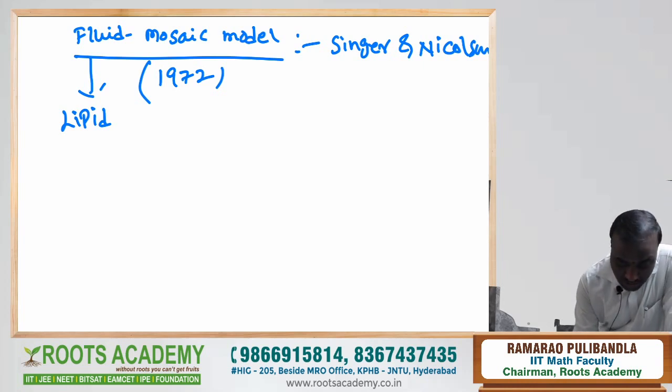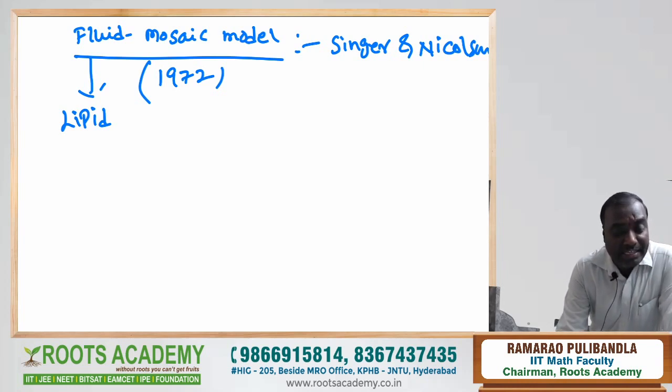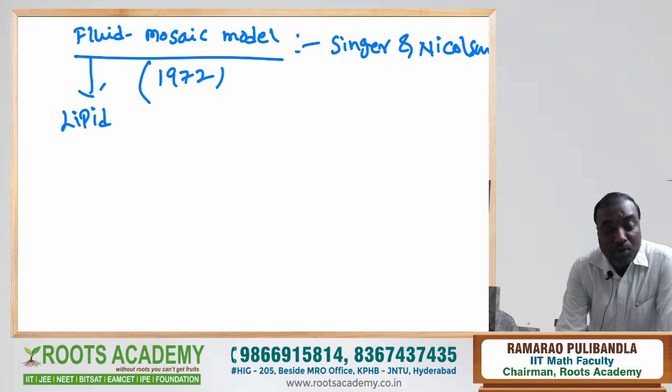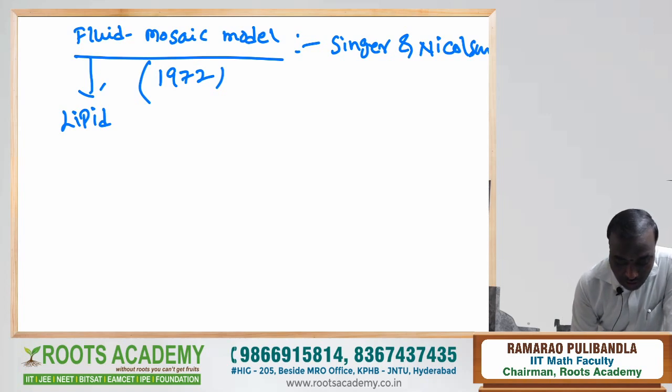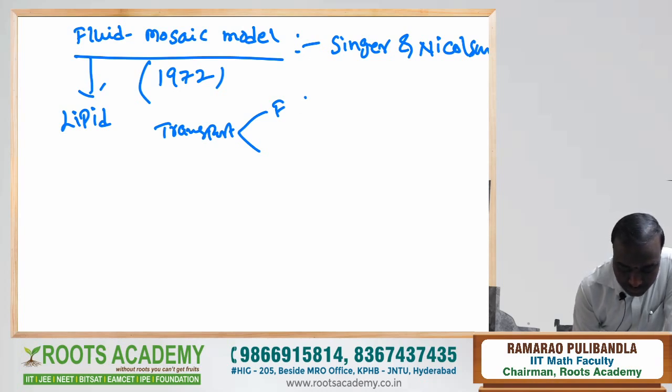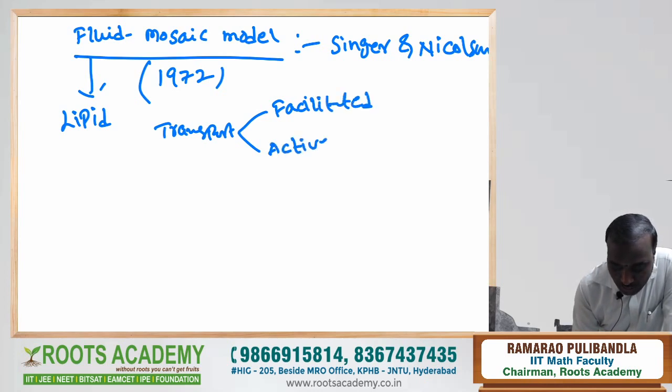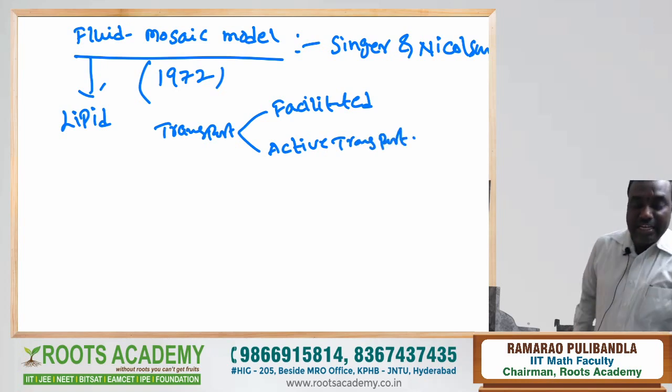Why? Because the plasma membrane contains carrier proteins. Two types of those carrier proteins are there, pumps and porins. The plasma membrane is especially involved in transport. One is facilitated diffusion, and the second one is active transport. What is facilitated diffusion?